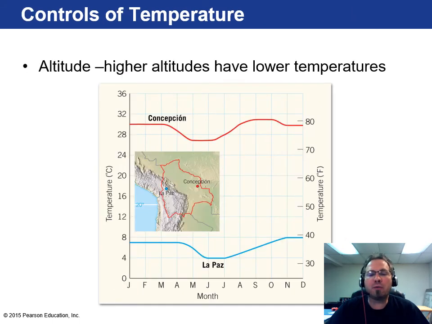Temperature also plays a role depending on what altitude you're sitting at. And I mentioned that earlier when I was working in New Mexico. Here's an example of two cities in South America that are almost at the same latitudes again, but at vastly different altitudes. La Paz, Bolivia is one of the highest cities in the world. And you could see here their temperature.